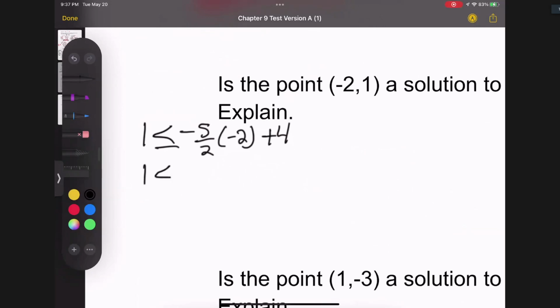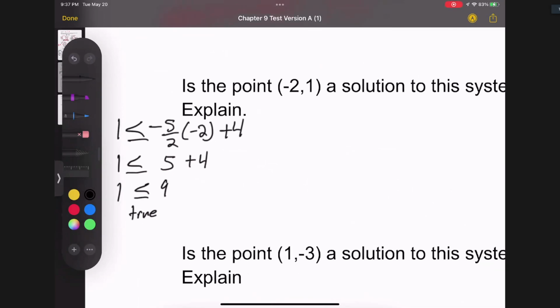Do some simple calculations. We're going to have a +5 right there. Then we're also going to have a 4 right here. This will be 9 is going to be greater than or equal to 1. This side is going to be true. Let me put down true. True.